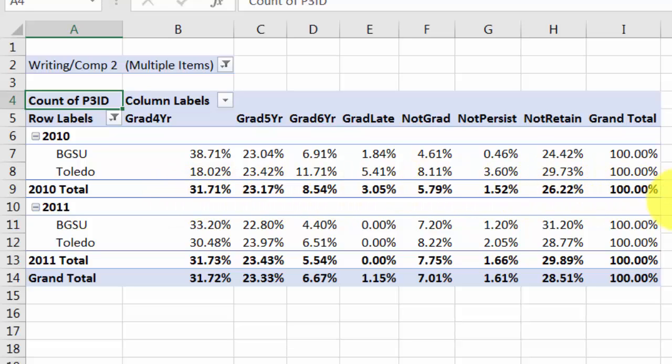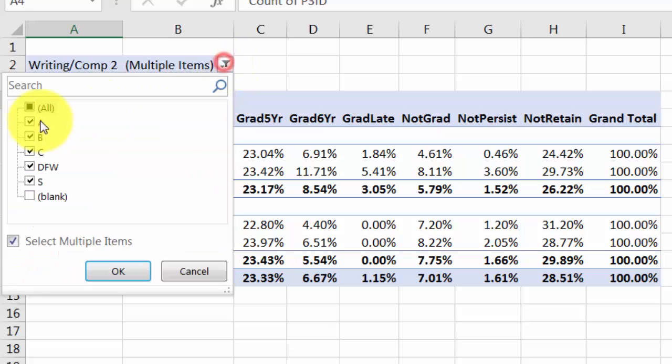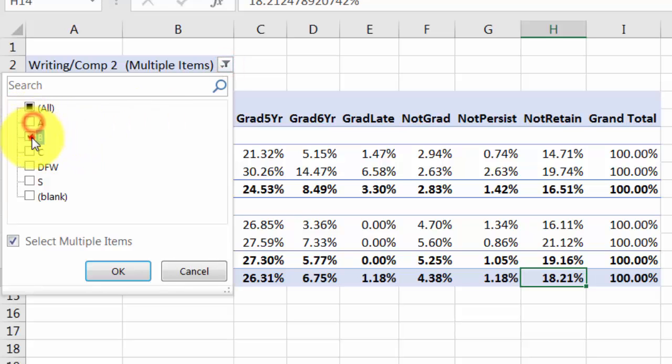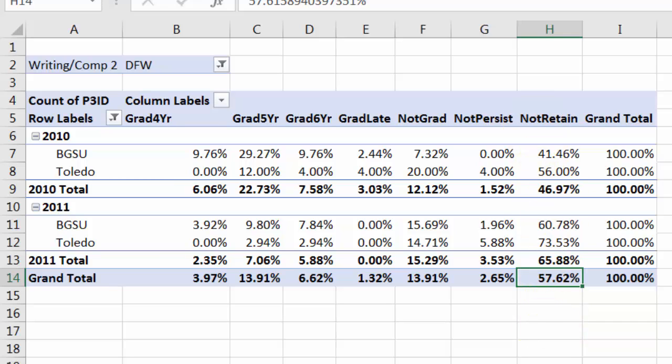these are the percentages. We're going to see how those change for students who get either an A or a B. 4-year grad at 42%, non-retention at about 16 or 18%. And compare that to a DFW. Non-retention at about 57%, 4-year graduation at about 4%. So there's a difference there as well.